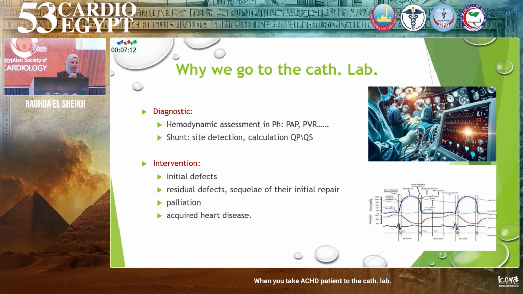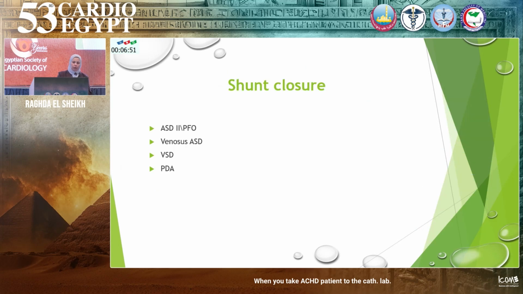We have a lot of types of intervention for adult congenital heart disease, either for their initial defect or a residual defect after catheterization, surgical intervention, or a palliation procedure. We have a lot of palliation in adults, or acquired heart disease such as post-myocardial infarction VSD. We can take the adult patient for VSD transcatheter closure. Shunt closure, either ASD, PFO, and now sinus venosus ASD.